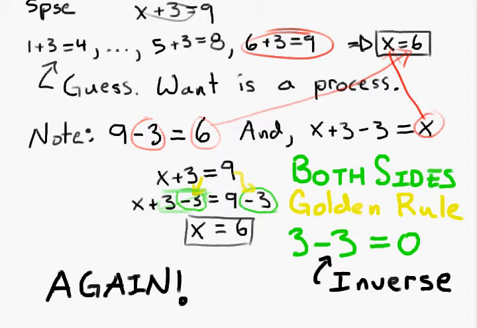Let's do another. Take a look at the equation: x plus 8 is equal to 19. Now, we have add 8. If I was to subtract 8 from that, we'd be left with 0. But I can't just do it to this side. I've got to do it on both sides.